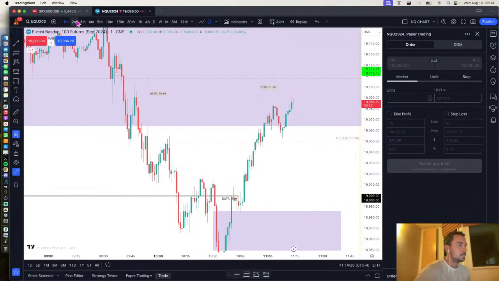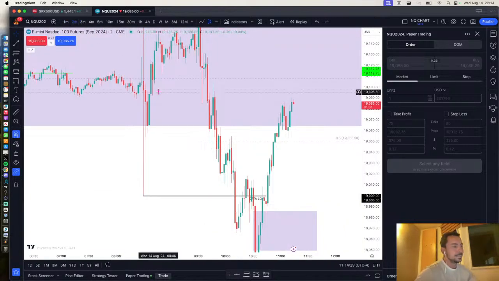Perfect IFVG setup again. Crazy how this stuff works, guys.